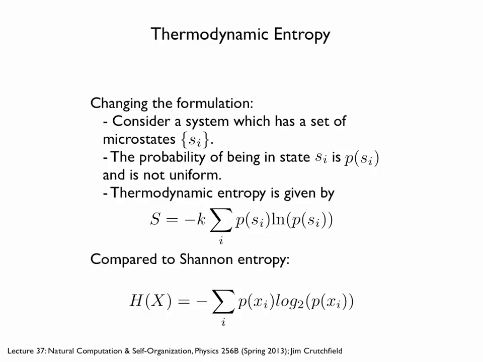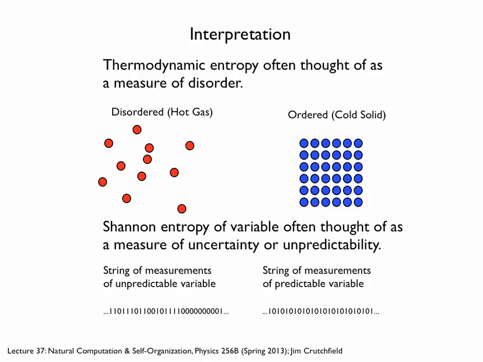It's got an extra factor of the Boltzmann constant, and you're taking the log of a probability. In this case, the probability is of a microstate, whereas here you've got the entropy of a random variable. So you're taking the weighted average of the log probability of a measurement of that random variable. But they're similar in how they're constructed, and they're also similar in their interpretation.